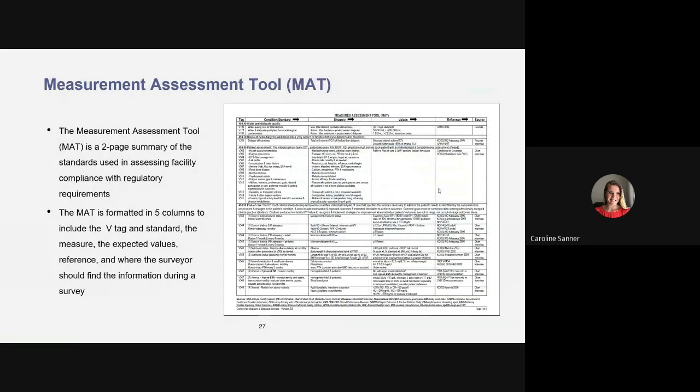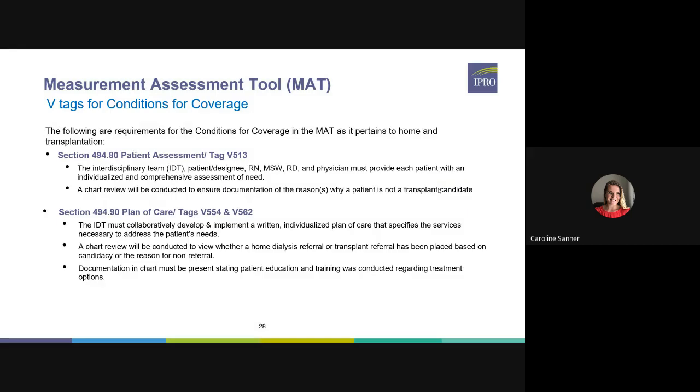This is a picture of what the Measurement Assessment Tool looks like, the MAT, M-A-T. The Measurement Assessment Tool is a 2-page summary of the standards that are used while assessing facility compliance with regulatory requirements. The MAT is formatted in 5 columns. It includes a B tag, what the standard is, the measure, the expected values, the reference, and where the surveyor should find the information during a survey. The following are requirements for the conditions for coverage in the Measurement Assessment Tool as it pertains to home and transplantation. I'm going to go through what the Measurement Assessment Tool looks like and what it's telling you as a provider. That's important to know.